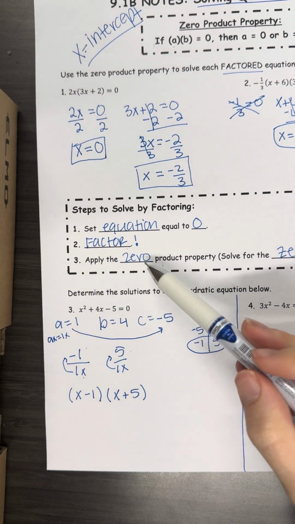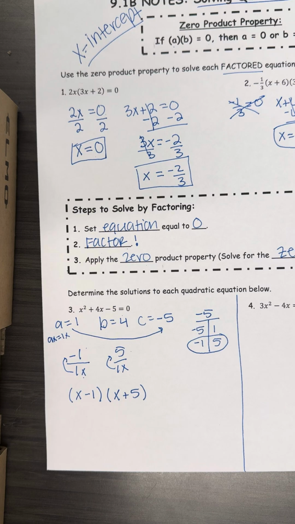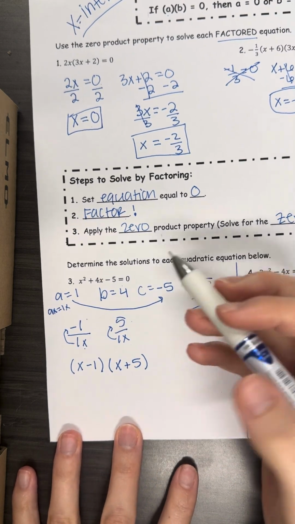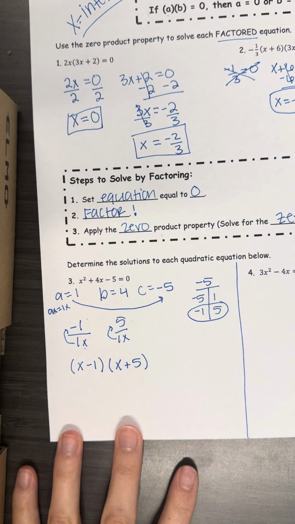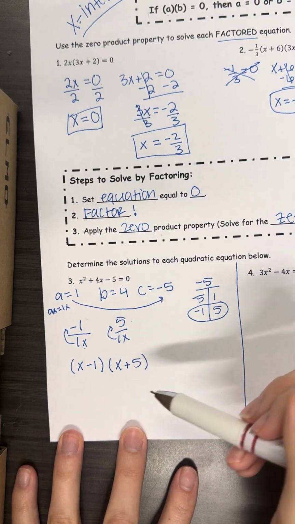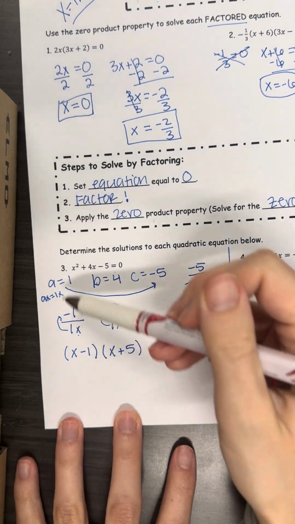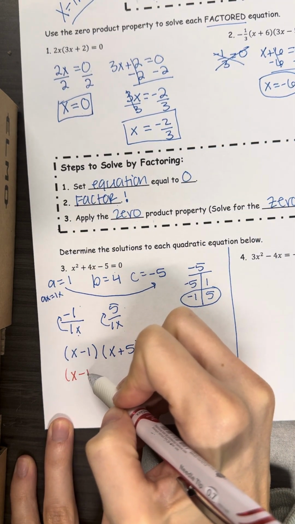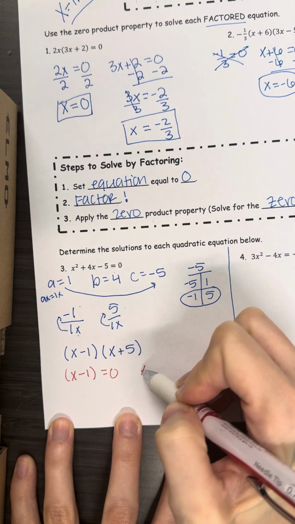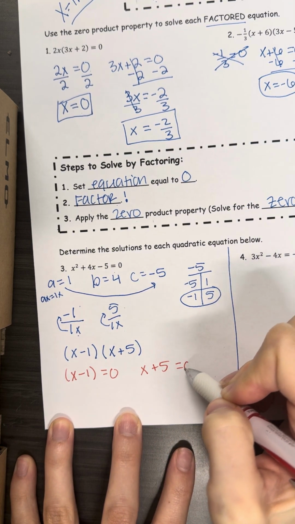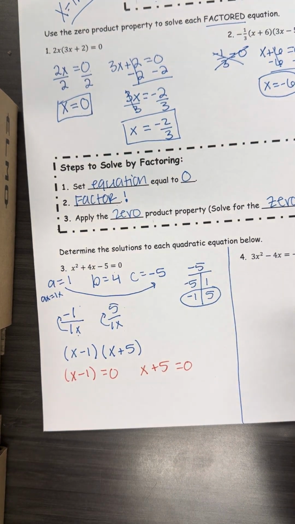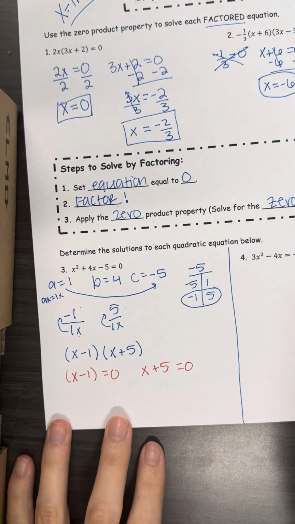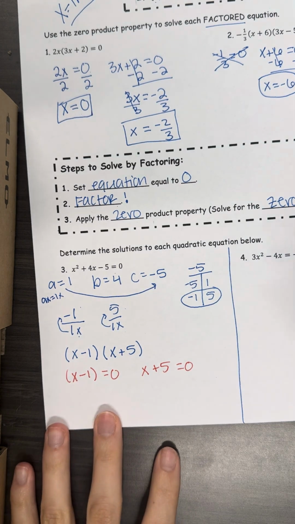Then it says to apply the zero product property. In order to do that, you're going to set both of these equal to 0. So this is what's extra. What's extra, I'm going to put in this different color, this you should already know how to do. What's extra is saying x minus 1 equals 0 and x plus 5 equals 0. You can either write it with the parentheses on there or with the parentheses off. I did it both ways just to show you.